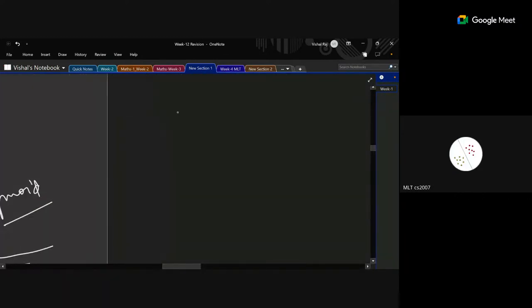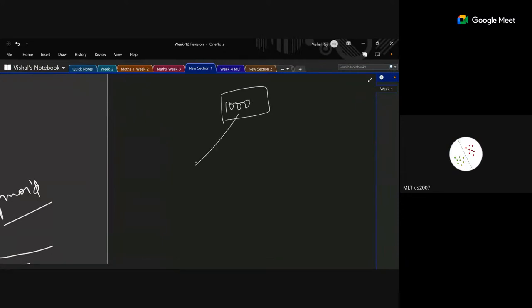Okay, you just tell me. If you have 1,000 data points, and I am not bothering about the classes, for yes I am getting 600 data points. It doesn't matter what the label of the 600 is. For no I'm getting 400. What is the gamma for this? 600 by 1,000, right?